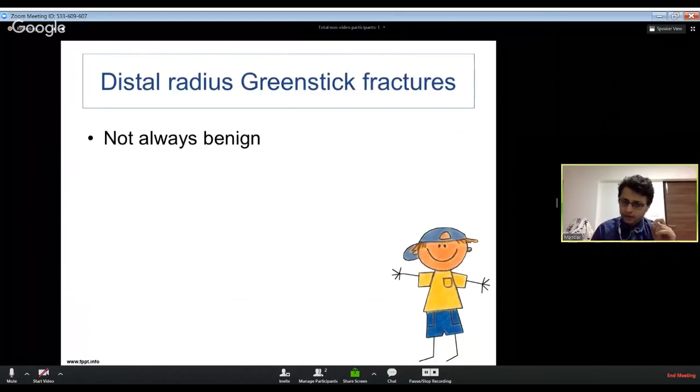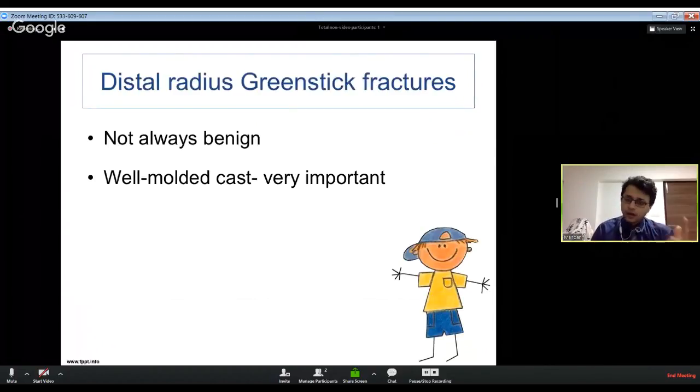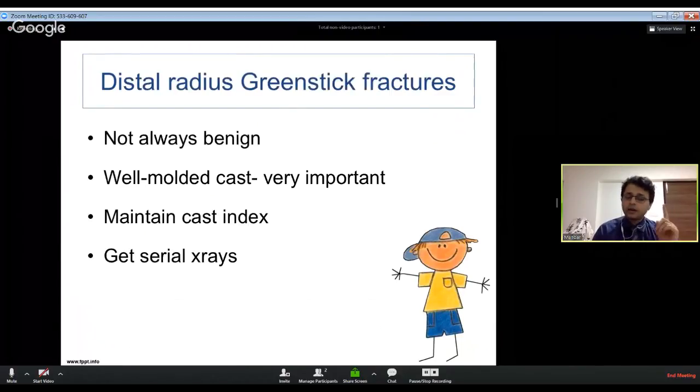Thus, you have distal radius fractures, greenstick fractures. They are not always benign. A well-molded cast is very important. Preferably give a slab on day one and follow up with a well-molded cast after 3 to 4 days. It is important to get serial X-rays, and it is important to maintain the cast index to less than 0.8.